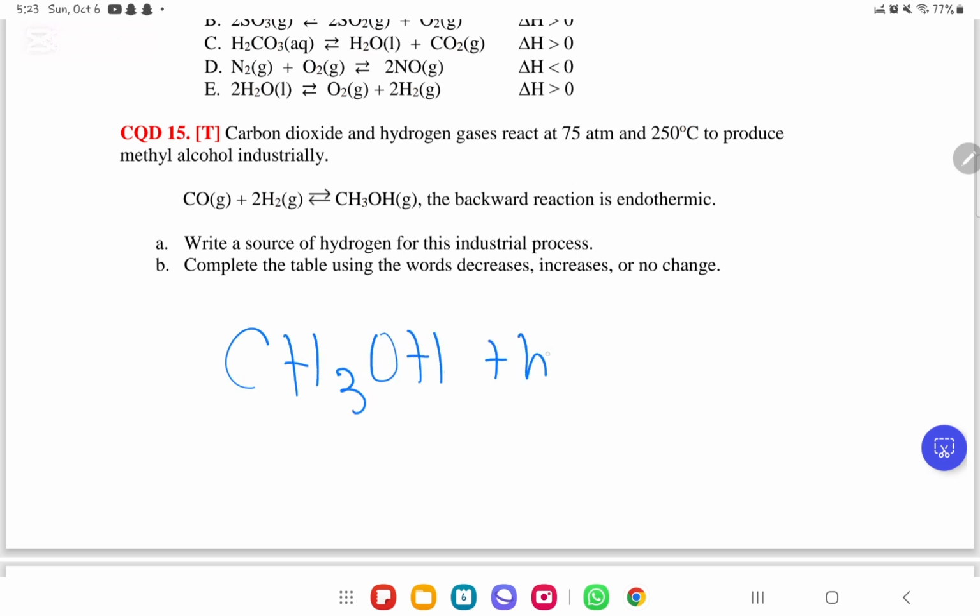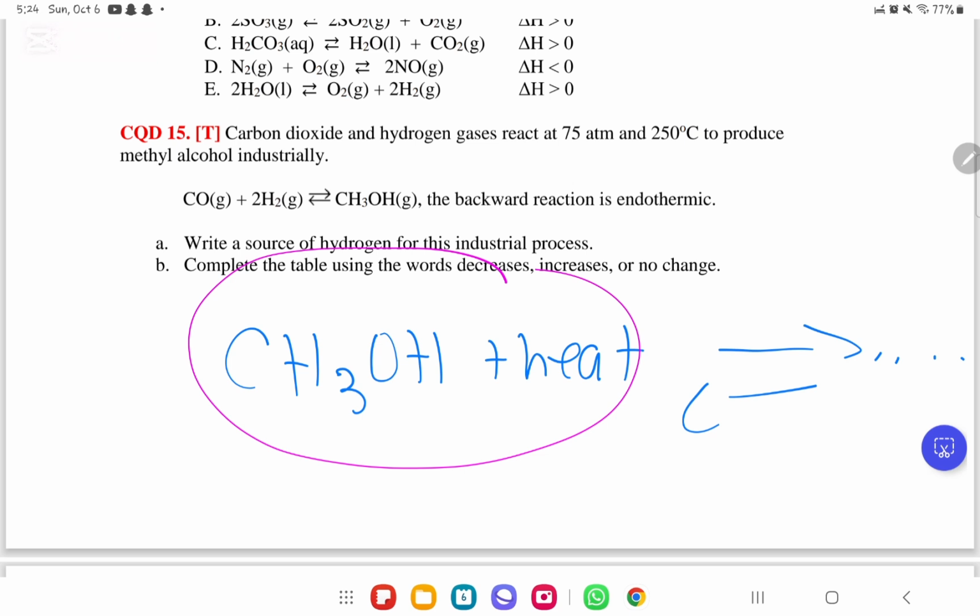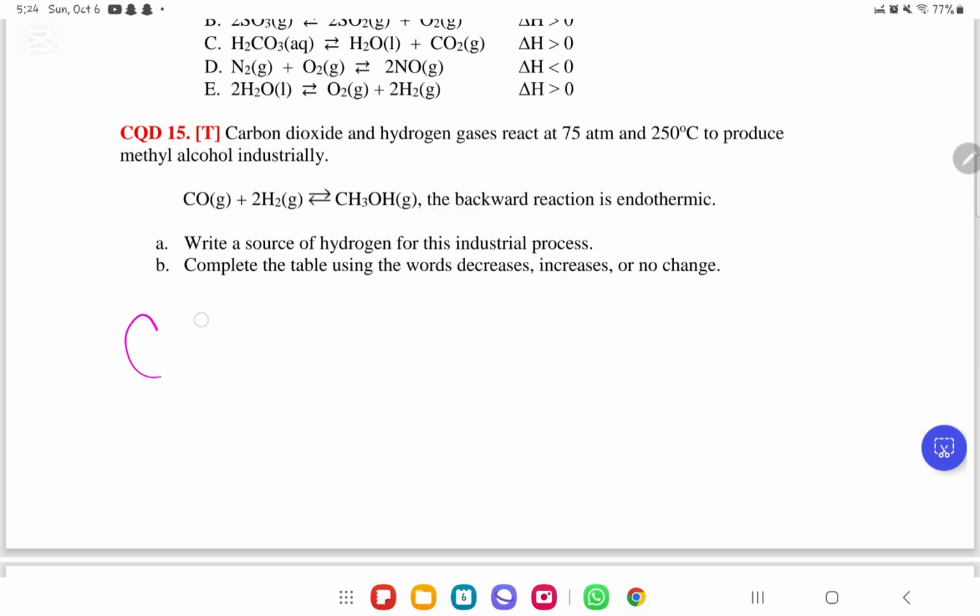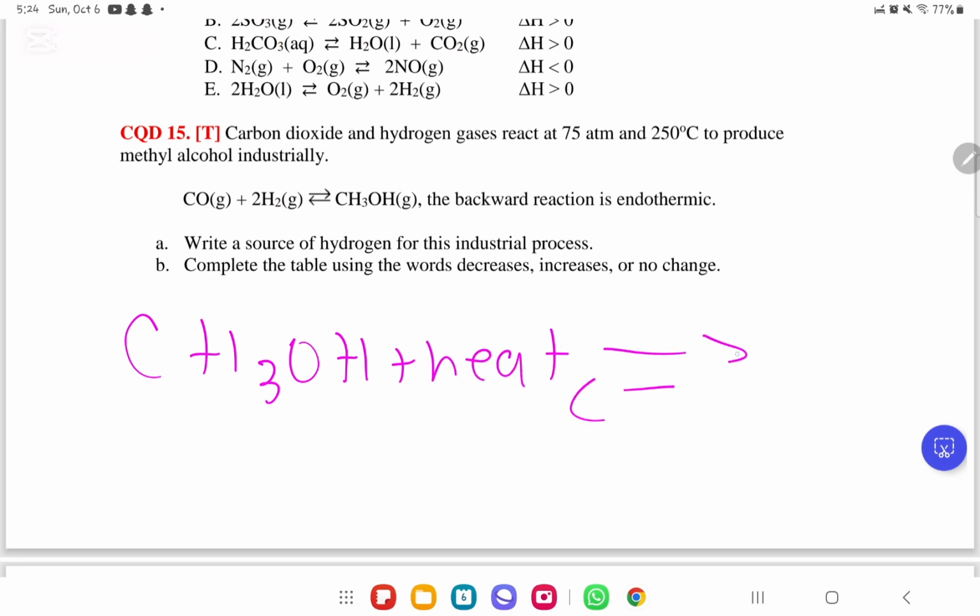CH3OH plus heat, okay, will give us the rest, all right? So they put the CH3OH in the reactants, and they put the rest in the products. I think probably this sentence has something to do with it. So if you did it my way, it's not wrong, all right? But if you want to do it their way, it will be like this. You're gonna have CH3OH plus heat, equilibrium, CO plus 2H2, okay?